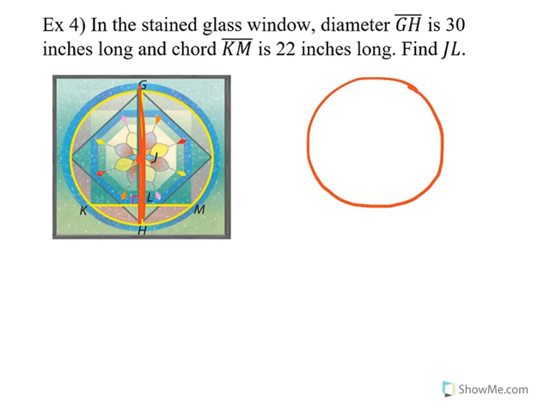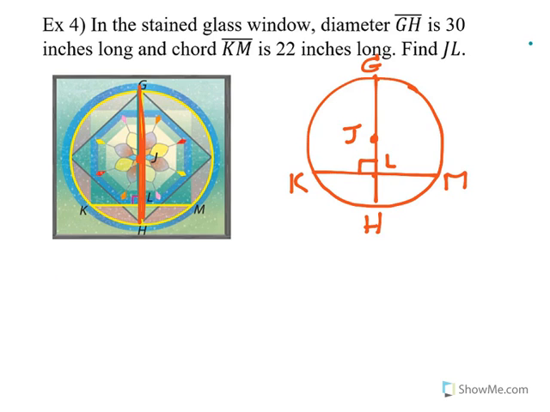So what I'm going to do here is draw this picture to the side so we can actually see what's going on. So we have point G, we have J in the middle, we have our chord, KM, that piece is H, and then we have L, and we have a perpendicular, which kind of hints to the fact that we're going to use the last theorem that we learned, or the last two. So our diameter GH is 30 inches long.